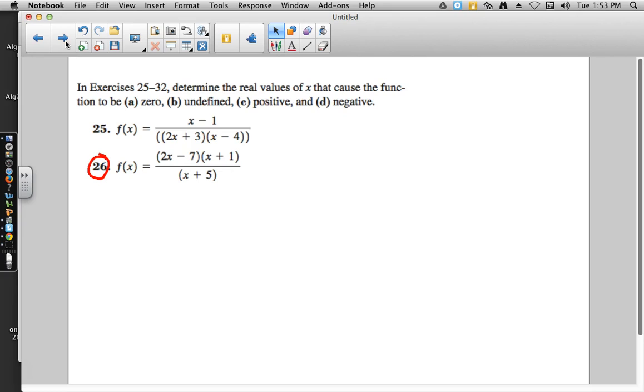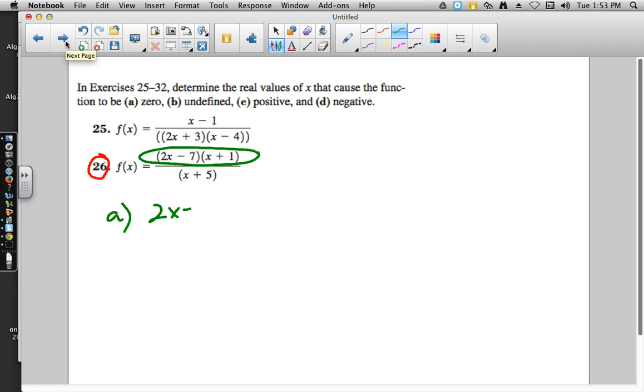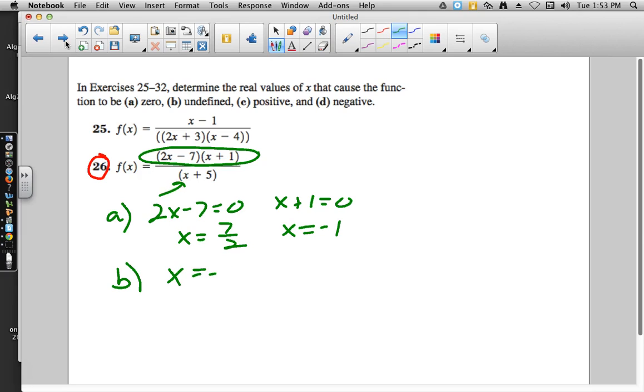26, determine the real values of x that cause the function to be 0, undefined, positive, negative. All right, let's take a peek. So zeros, let's find those. That is when the numerator is equal to 0. So 2x minus 7 equals 0 and x plus 1 equals 0. That's going to be x equals 7/2 and x equals -1. When is it undefined? Those are our asymptotes, and those come from the denominator equaling 0, so x equals -5.